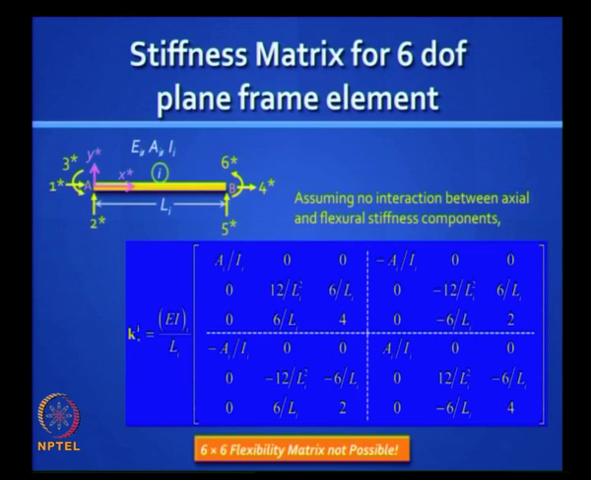There is no flexibility matrix possible by inverting this 6 by 6 matrix. You have to reduce it to a 3 by 3 matrix, which we will do in the reduced element stiffness method. And the inverse of that is the flexibility matrix.